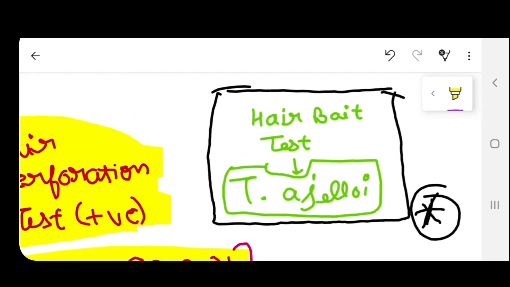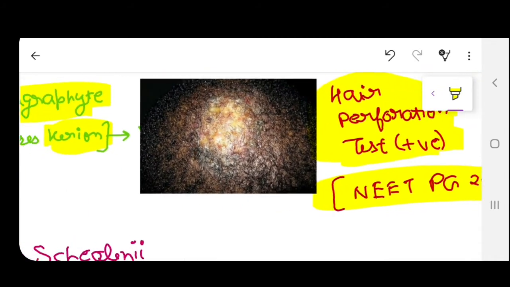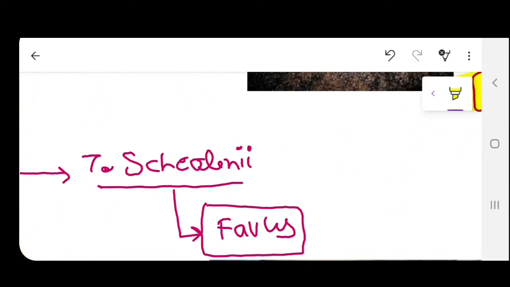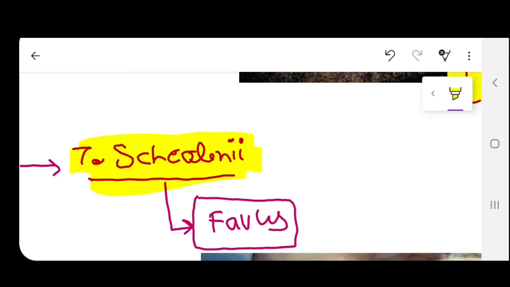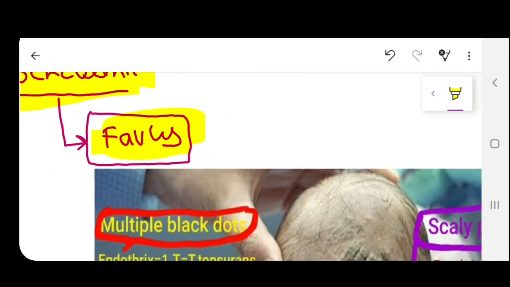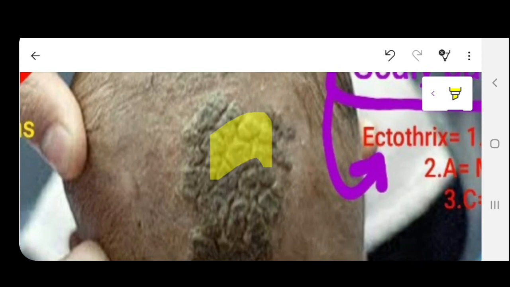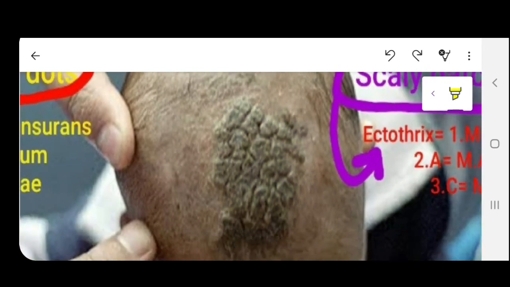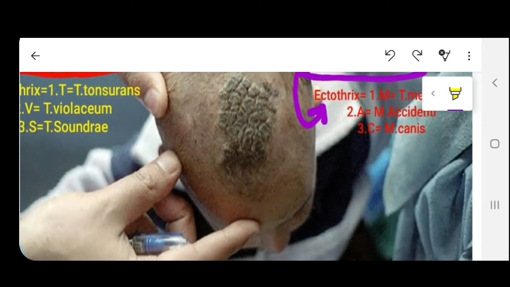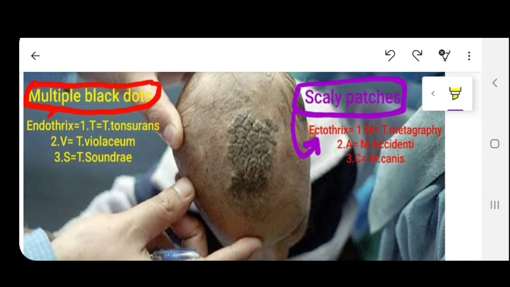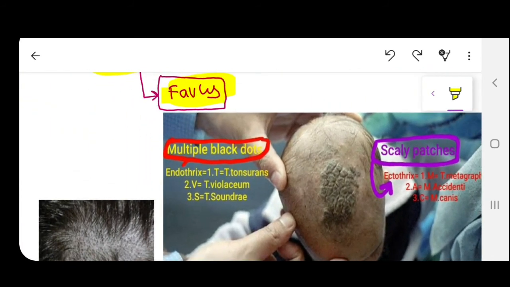Now guys, there is also one more test known as the hair bait test, and this is positive with Trichophyton ajelloi. Now coming to the next, Trichophyton schoenleinii. It causes favus, and this is the condition favus. You can see here on the scalp, this is the favus condition.